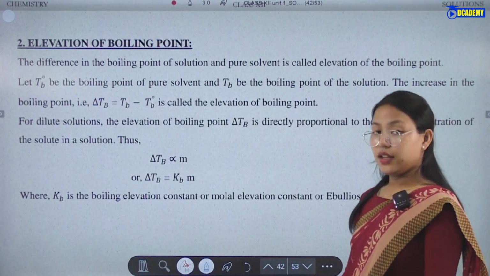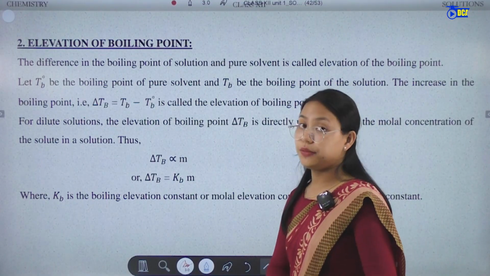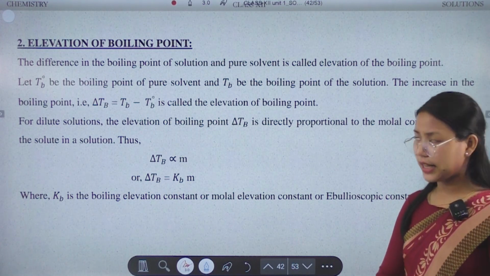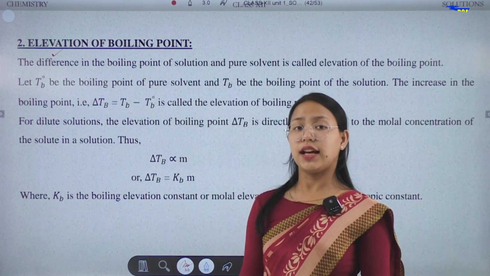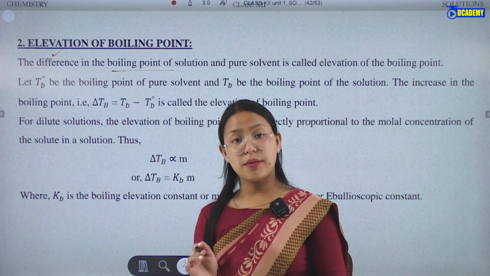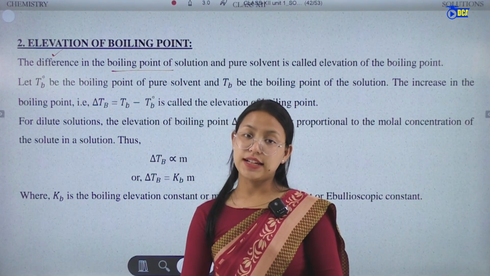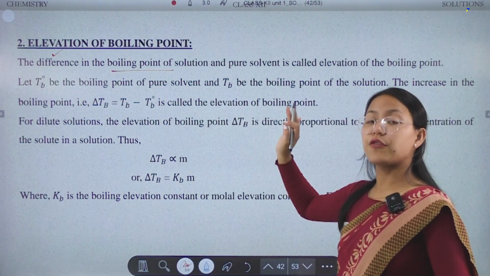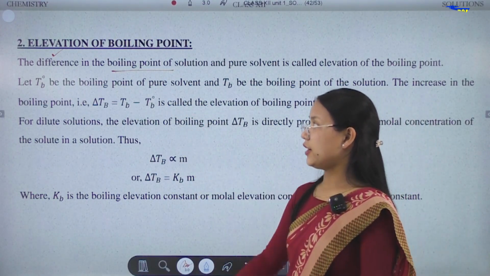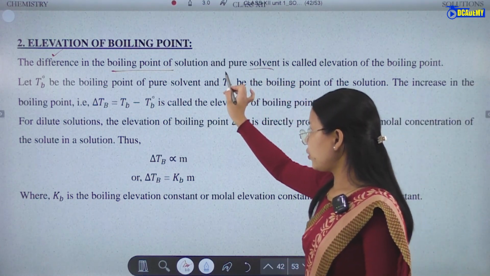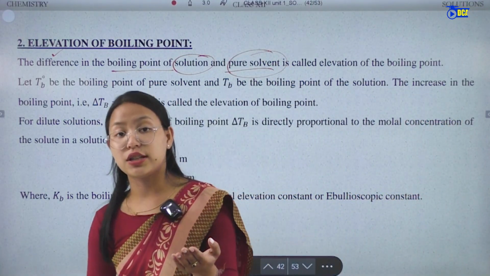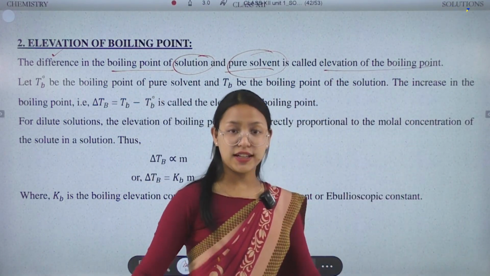Next, we come to the point of elevation of boiling point. Elevation of boiling point is the change, the difference in the boiling point of the solution. Just as in relative lowering of vapor pressure we take the difference in vapor pressure, here we take the difference in boiling point. So let's see here the difference in the boiling point of solution and pure solvent. That difference is called the elevation of boiling point.